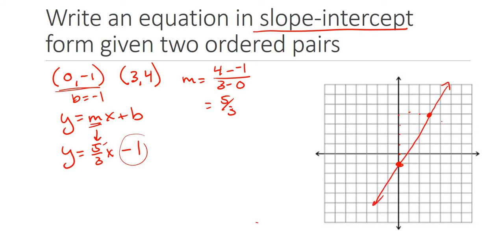And take a look at what this point is. It's the point (3, 4). That's the one I started with. So that's pretty good evidence that I've done the equation properly and graphed it properly. So, given 2 ordered pairs, we use the 1 ordered pair that will be your y-intercept, and the other will help you find your slope.